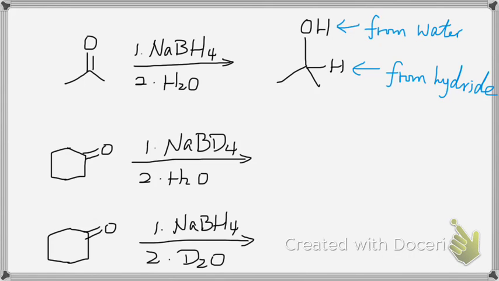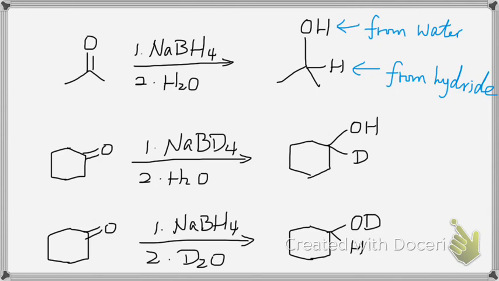For example, in the first reaction, we have D in sodium borohydride. So this D will end up on the carbon, while the H from water, H2O, goes to the oxygen. In the second example here, we have H in sodium borohydride, but D in D2O. So the H goes to the carbon and the D goes to the oxygen. It becomes OD.